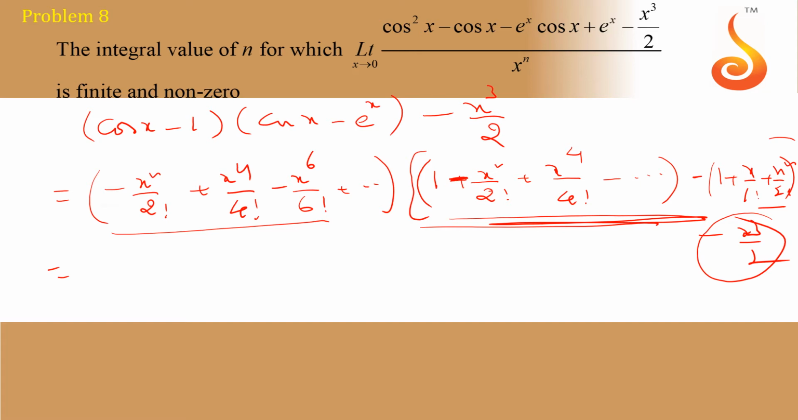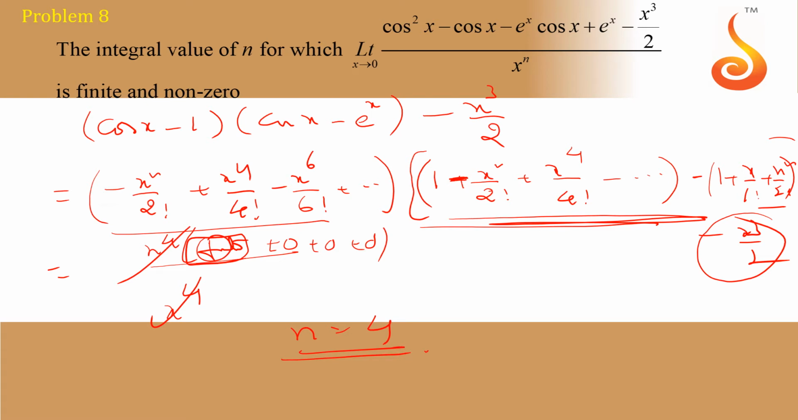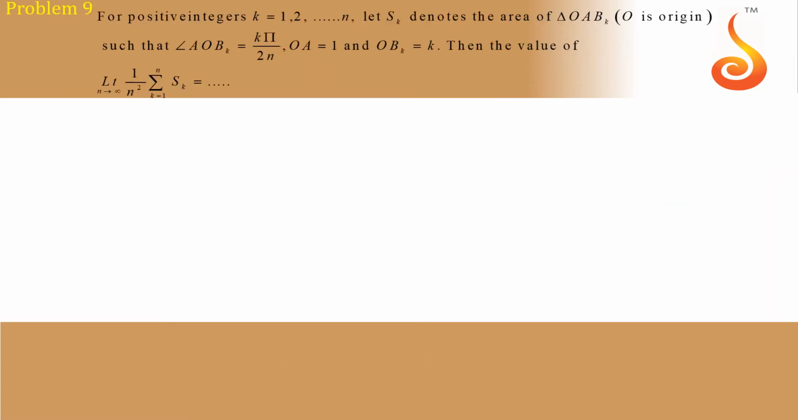Then the next power is what? Power 4. So can we think like this? In the denominator, if I have x power 4, and in the numerator that x power 4, if I take common, some finite number I will get here, then remaining all will become zeros. This cancels. So to get a finite number as the answer, n value must be 4. Next problem.